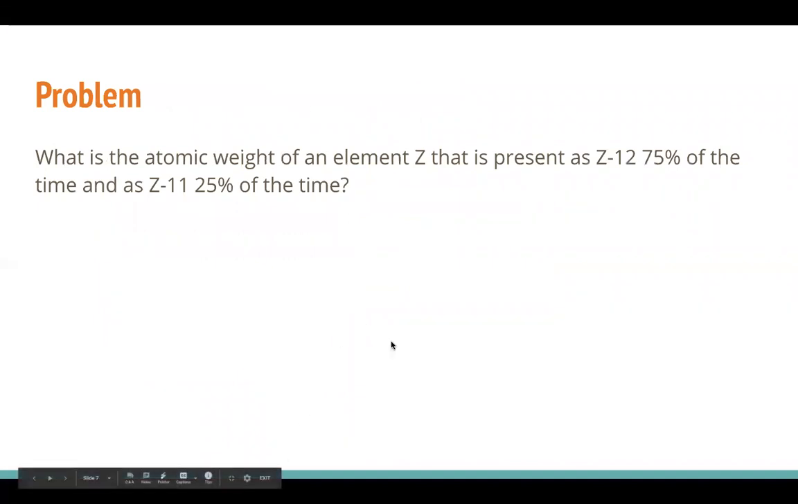Okay, so here's a problem. This is just an atomic weight problem. You have an element that has a mass number of 12 75% of the time and a mass number of 11 25% of the time. What would the atomic weight be on the periodic table?